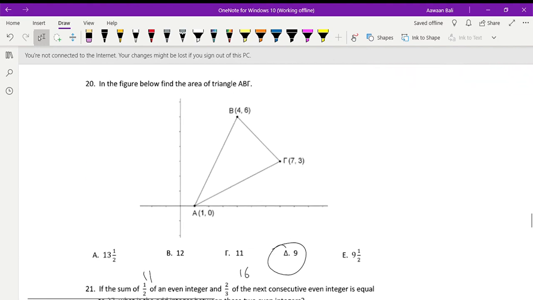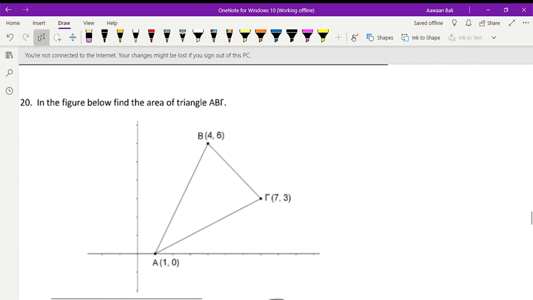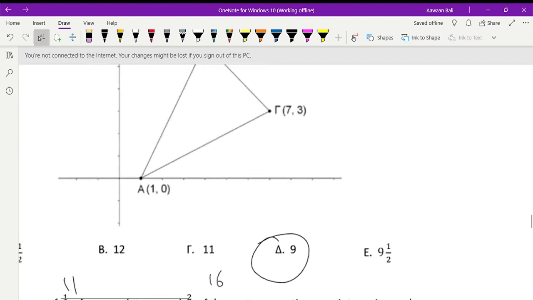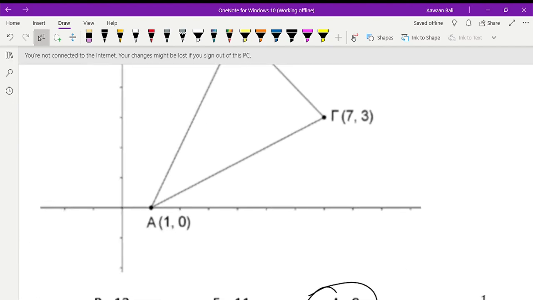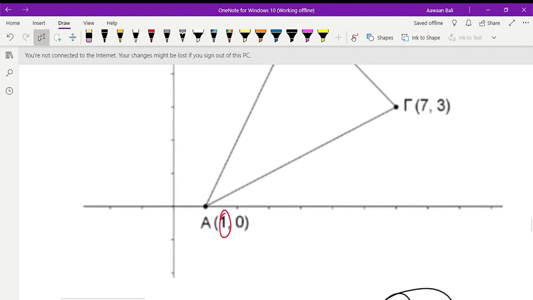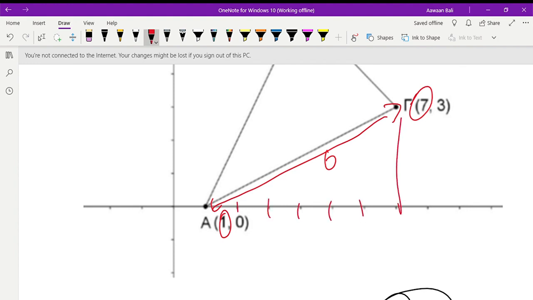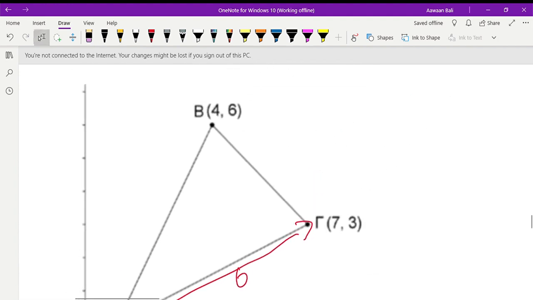Question number 20. In the figure below, find the area of triangle alpha, beta, gamma. This is easy if you know coordinates. So first we have the x values, 1 and 7, which means that the side has to be at least 6. You can even check: 1, 2, 3, 4, 5, 6. And then for the y-axis, we have 4.67 upon 3.